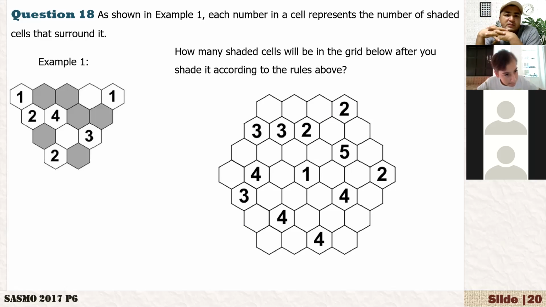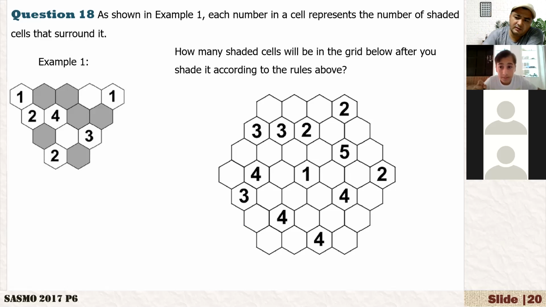As shown in example 1, each number in a cell represents the number of shaded cells that surround it. As you see here, 1 borders 1 shaded region. How about number 2? It borders 2 shaded regions. If you look at 4, for example, it is touching 4 shaded hexagons. And 3 also is touching 3 shaded hexagons. The question is, how many shaded cells will be in the grid below after you shade it according to the rules above?